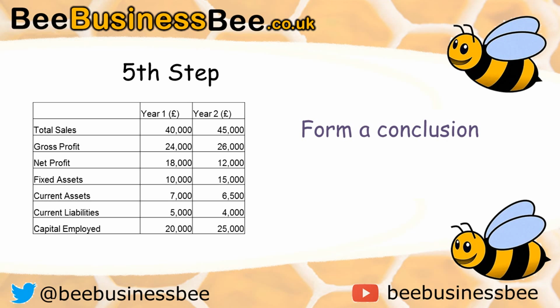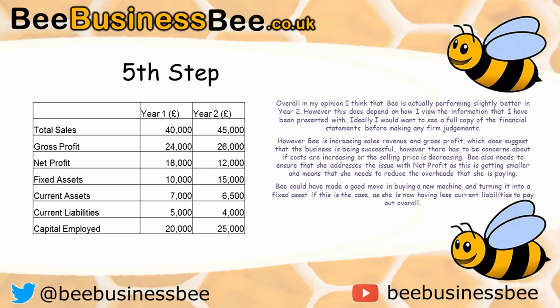Now it's time for our final step. We need a conclusion. So, here is my conclusion. Overall, in my opinion, I think that Bee is actually performing slightly better in year 2. However, this does depend on how I view the information that I've been presented with. Ideally, I'd want to see a full copy of Bee's financial statements before making any firm judgments. So I'm showing the examiner that I understand that I can make a decision and I can conclude my answer, but I need more information to make a full and frank assessment of this performance.